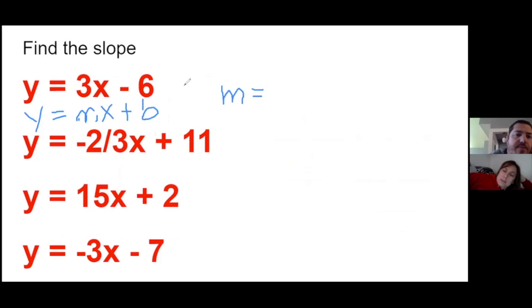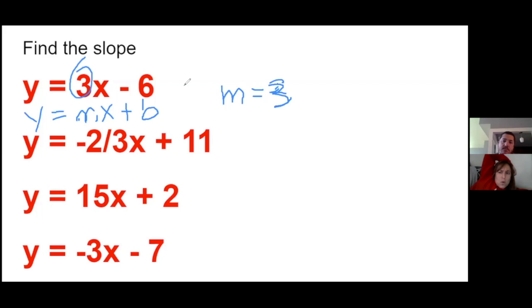Okay, so en los problemas pasados nos buscamos para b, y-intercept, y ahorita nos necesitamos identificar m para slope. Slope. So in this problem, m is 3. Oh, just the number that touches x? Yep. Solo el número que toca el x.